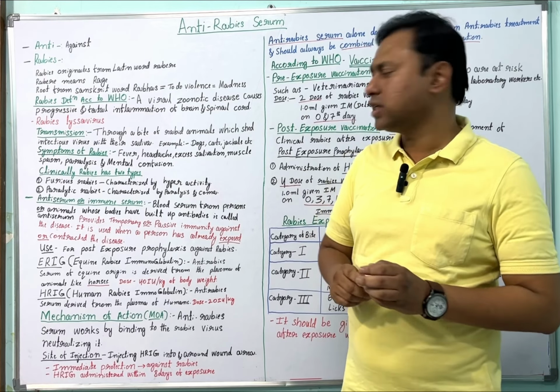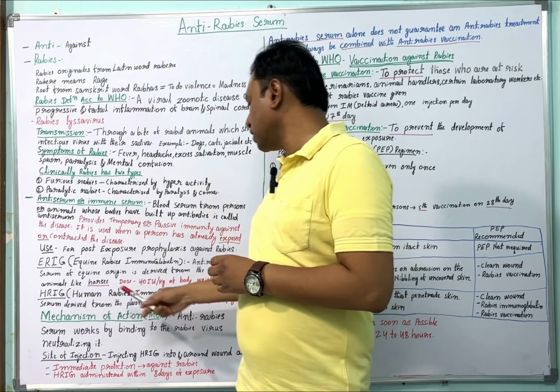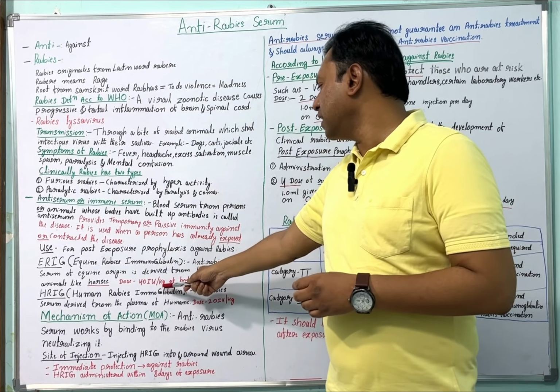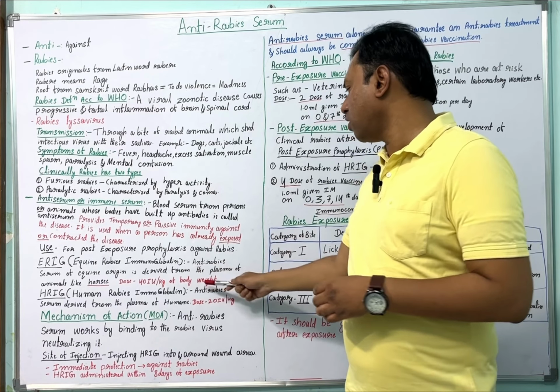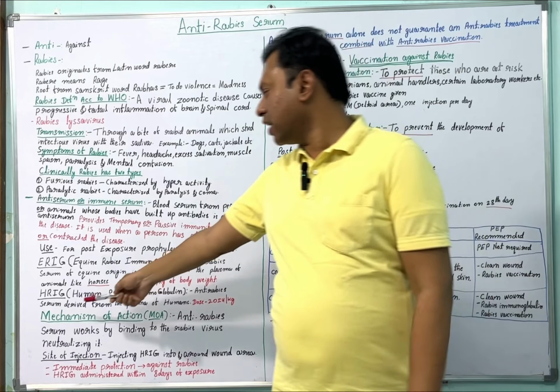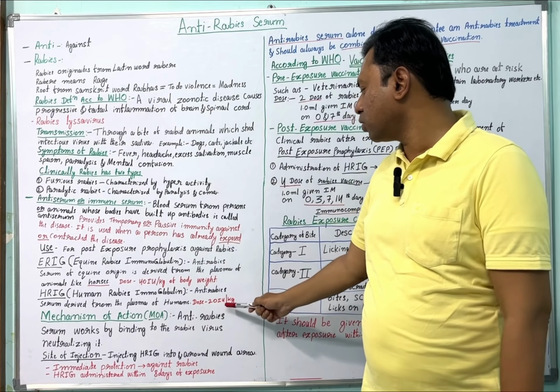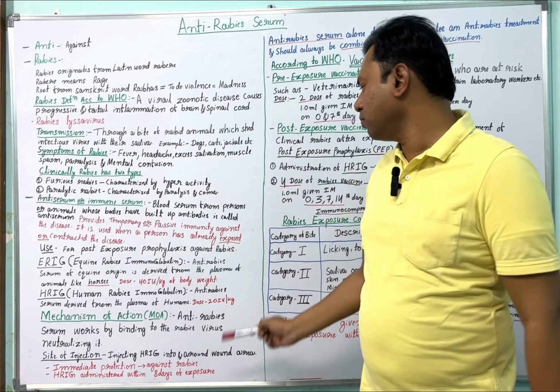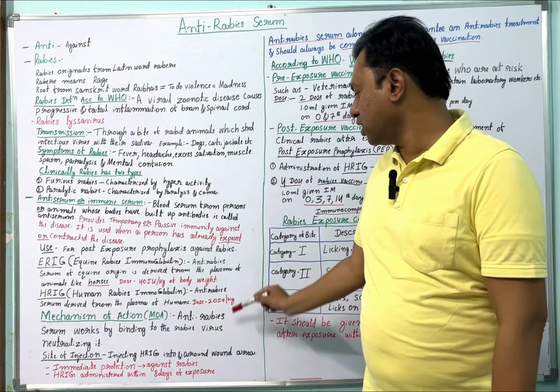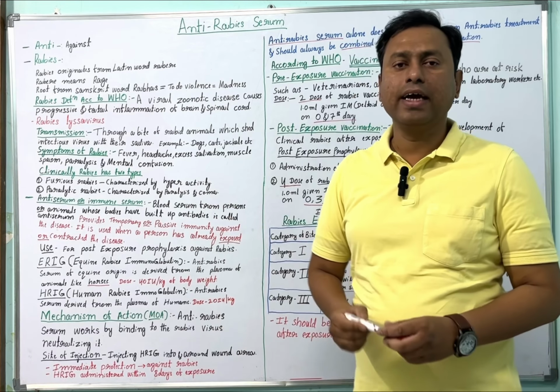Now the dosage. For ERIG, the dosage is 40 international units per kg of body weight. And for the second one, HRIG, human rabies immunoglobulin, we give a dosage of 20 IU per kg of body weight. This is about ERIG and HRIG.